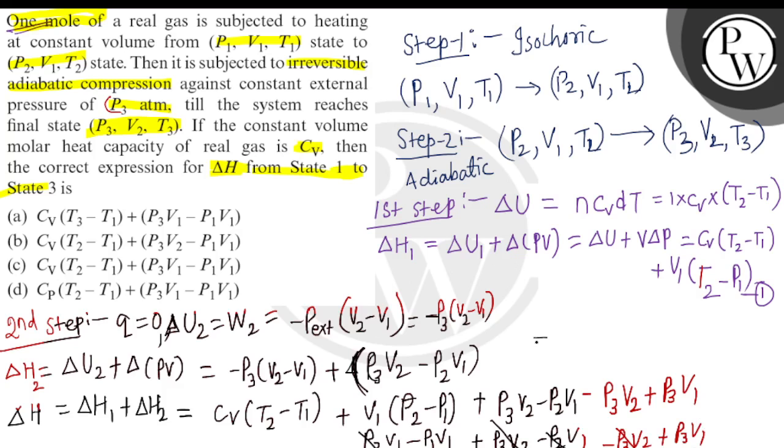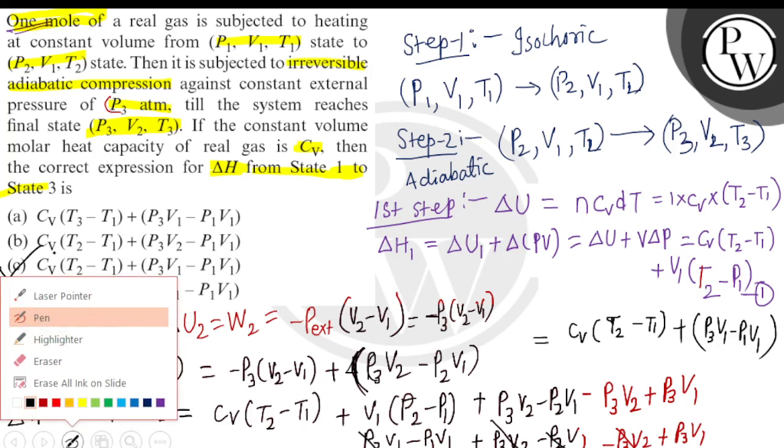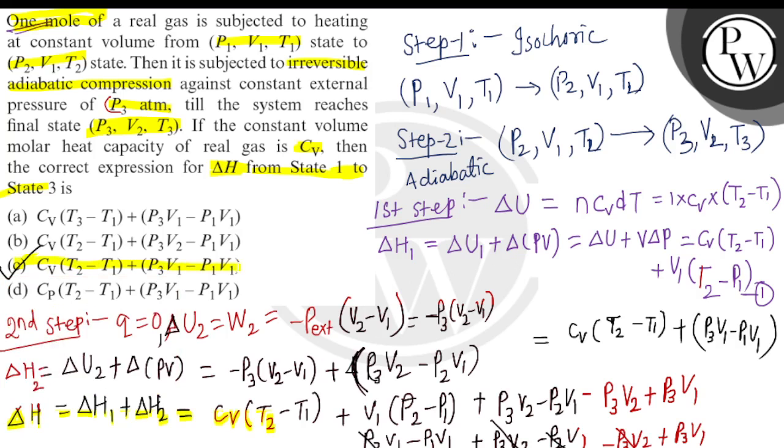So the total enthalpy change will be Cv into T2 minus T1 plus P3 V1 minus P1 V1. Among the options, that is option number C, which is the right answer. I hope you have understood the concept of this question, that is option number C. Thank you and all the best.